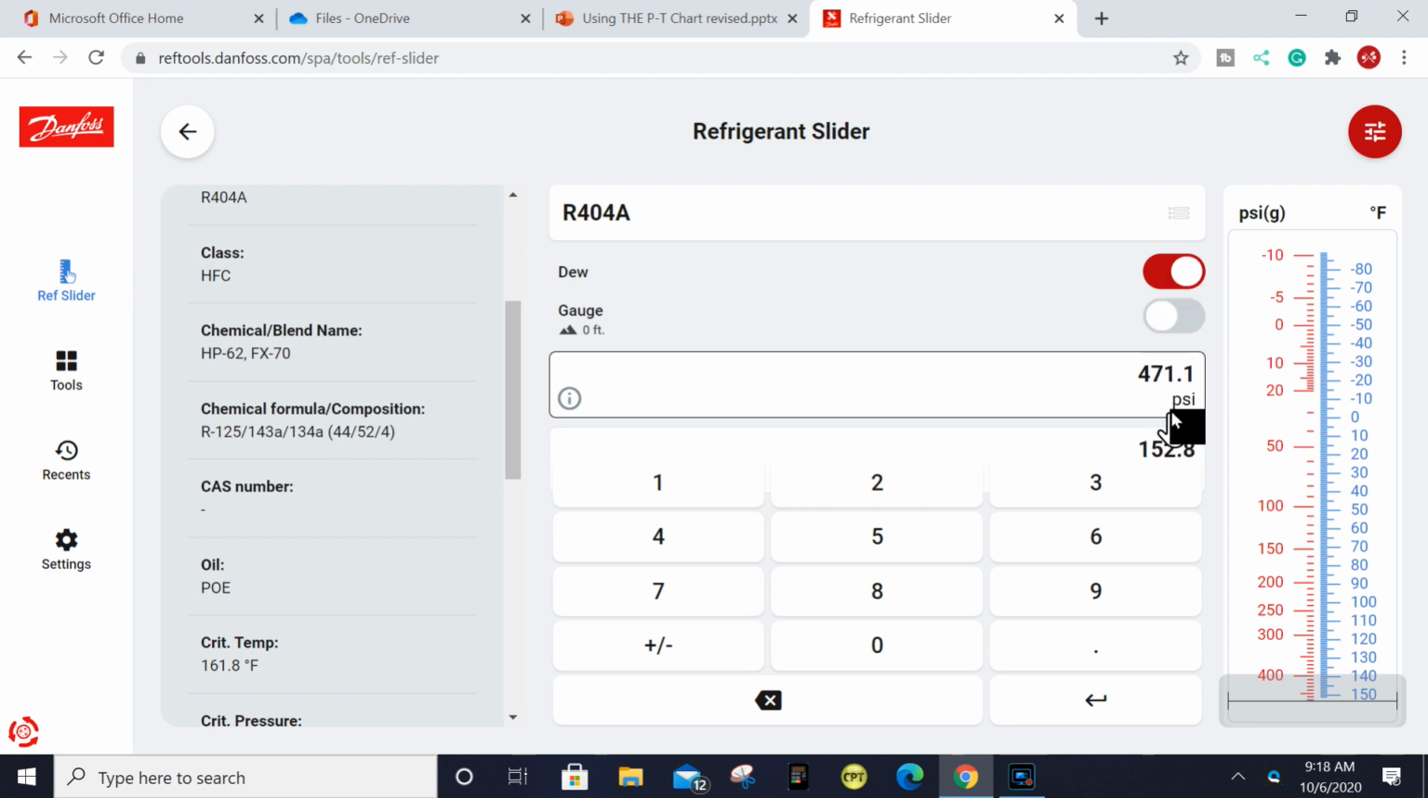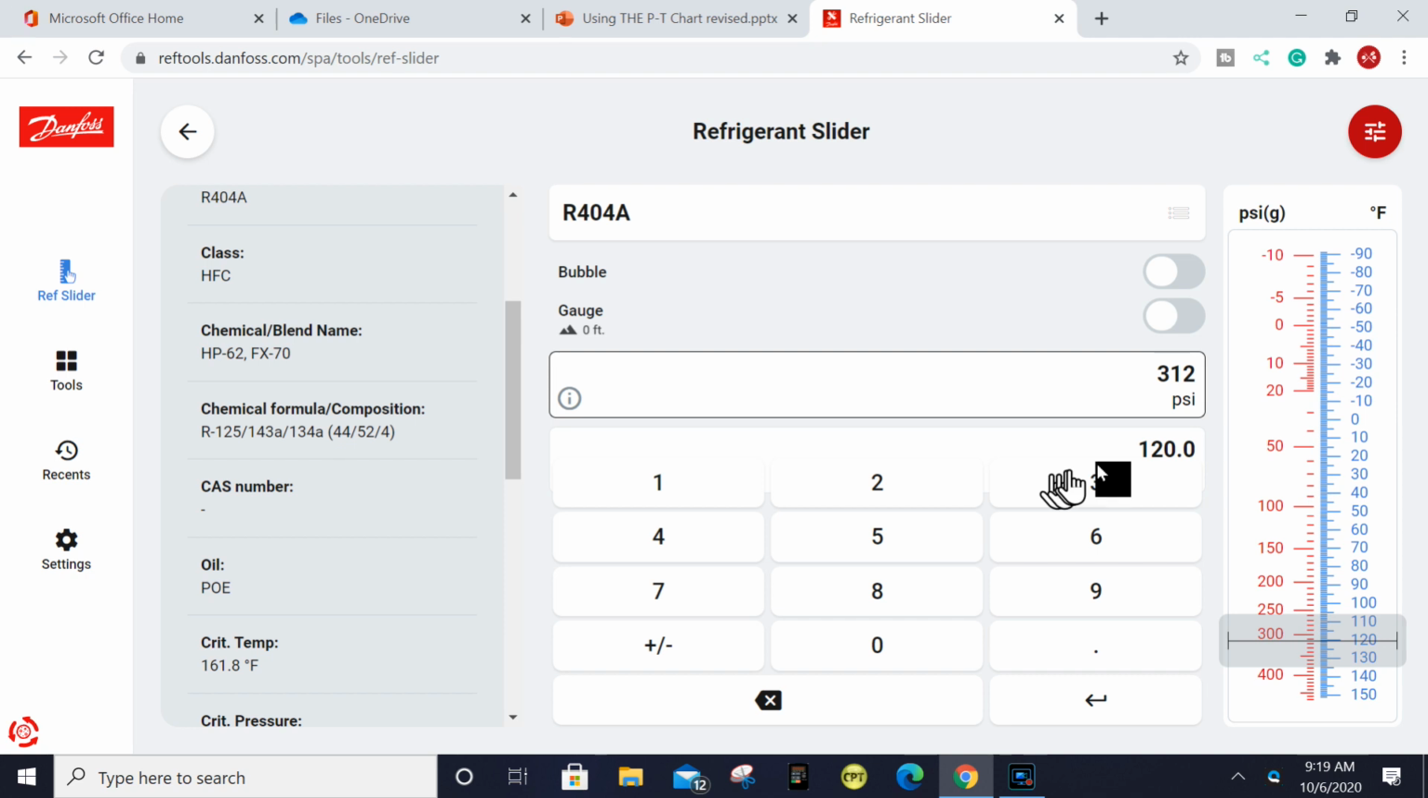So let's see what we got here. Let me do this again. 312 psi, bubble is 120. If it's dew point, we're still at 120, so that's good. So do we choose bubble or dew? Dew superheat is for the suction side. Bubble cool is for the liquid side. So I'm going to go to my bubble slider. I'm going to type in 312.